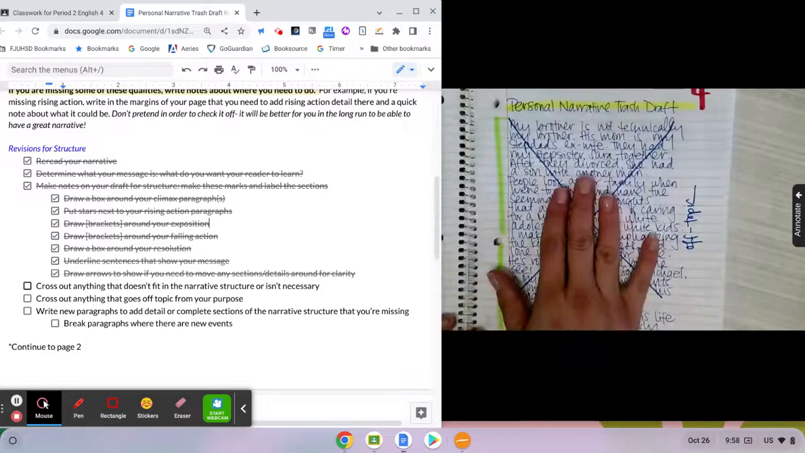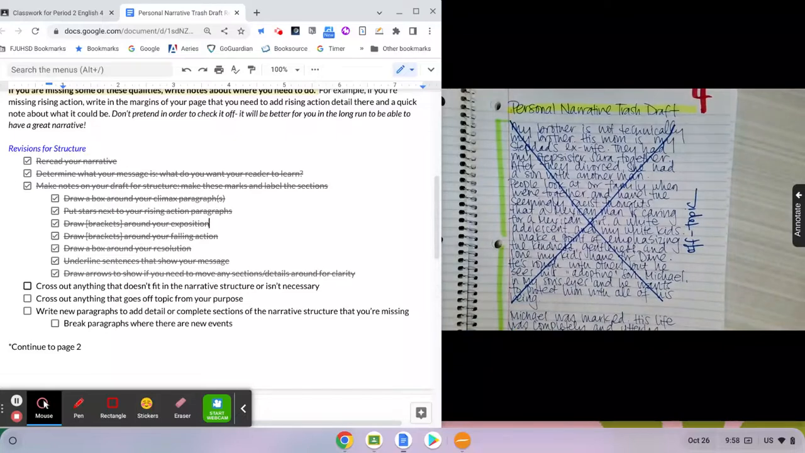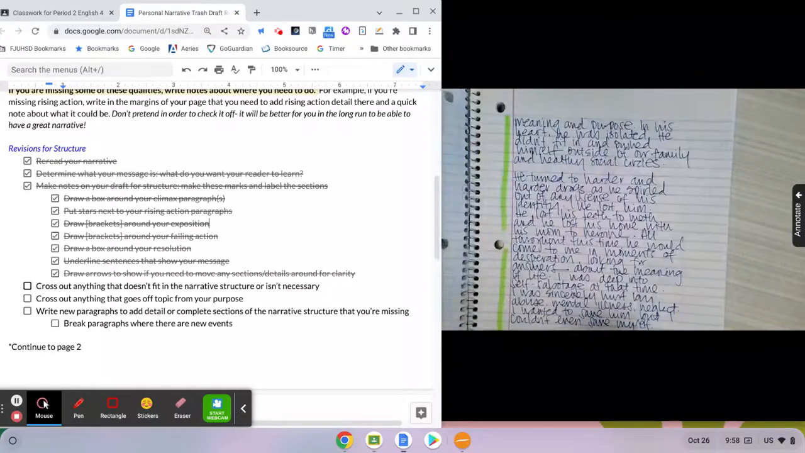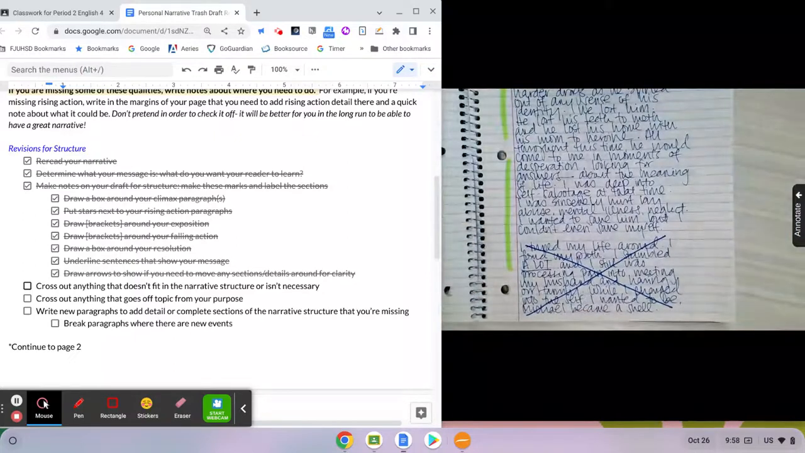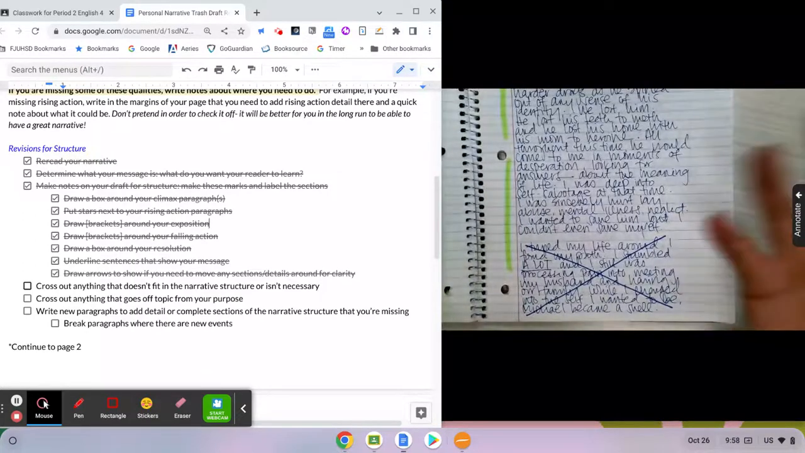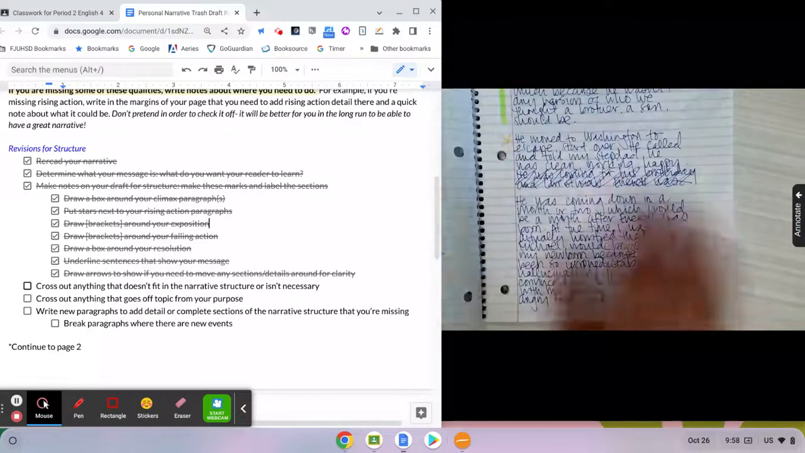So for example, I had to cross off this whole paragraph because it's nice and it's interesting about my family, but it's for sure off topic. As I was reading again, I found another paragraph where I was talking about me and my struggle, but my whole story and my climax is about my brother, and so I need to take that out.